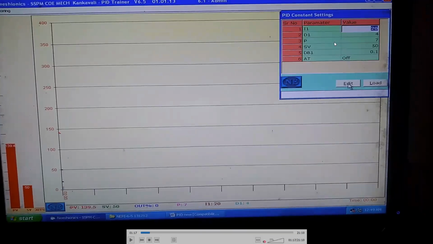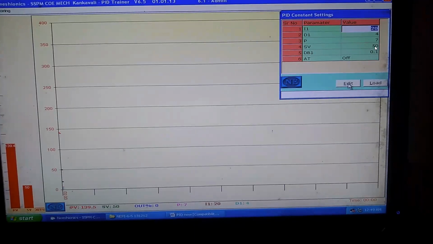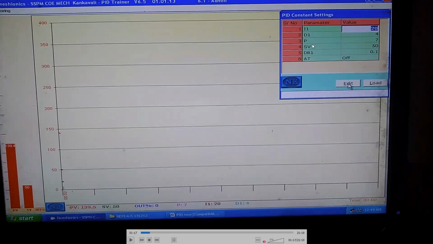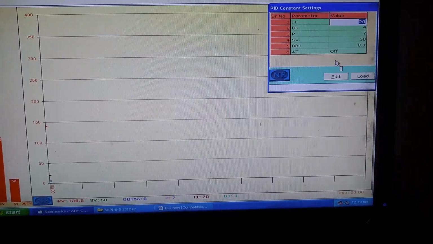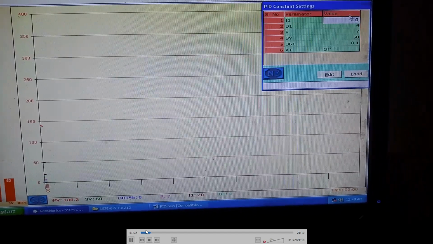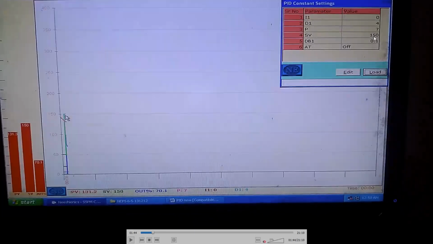So here you can give the process value and set value. Okay, so here this SV represents the set value, that is equal to 50. Okay, so we will change this and we will make it 150. So right now the set value is 150. That means we require the temperature in the furnace as 150 degrees Celsius.